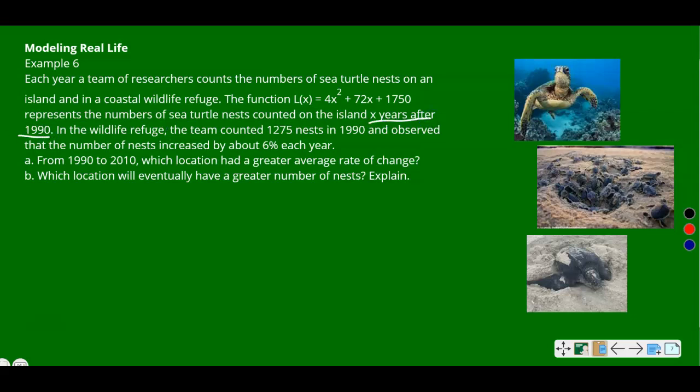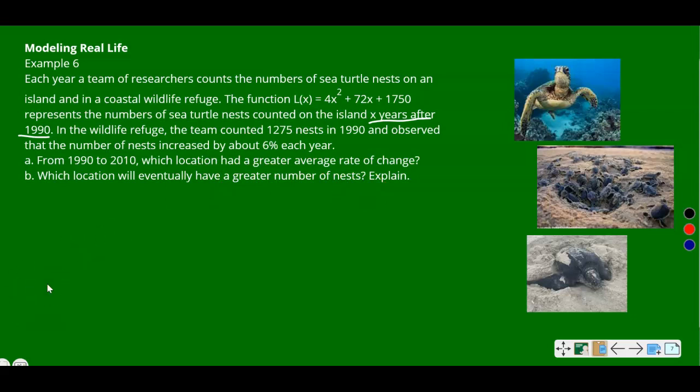So 1990 is kind of like your original, that's your starting point. That's your original year that we're going to look at. So in the wildlife refuge, the team counted 1,275 nests in 1990. Again, that's the starting point, and observed that the number of nests increased by 6% each year. A part says from 1990 to 2010, which location had a greater average rate of change? B part says which location will eventually have a greater number of nests.